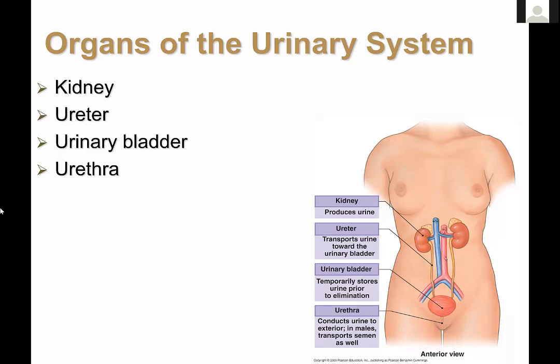But in overview, we've got two kidneys. The left one's usually a little bit higher than the right, and that's typically because the right side has the right lobe of the liver that hangs down, and it kind of pushes everything on this side down. There is one ureter per kidney, and these ureters are going to take urine to the urinary bladder, which stores urine until it can be expelled via the urethra.